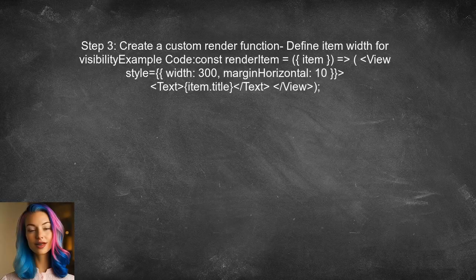Now the user should implement a custom render function for the items in the flat list. This function should ensure that each item is displayed with a specific width, allowing for the next and previous items to be partially visible.